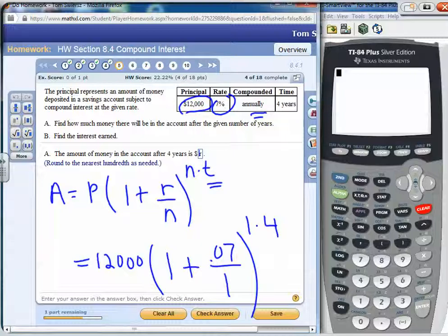Okay, so now the good news is we can do this all in one step on our calculator. We can substitute in: we can put in 12,000, parentheses, 1 plus 0.07 divided by 1, raised to the 1 times 4 power. So let's go ahead and put that into the calculator all in one step. You don't have to break it up into parts. Okay, so let's go ahead and do that.